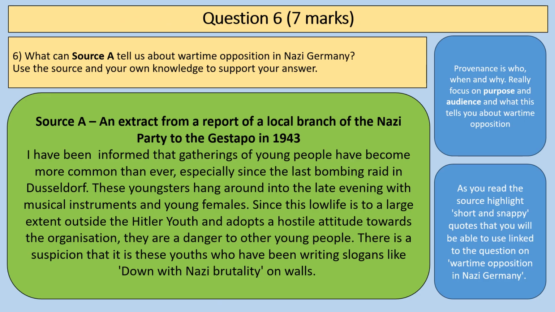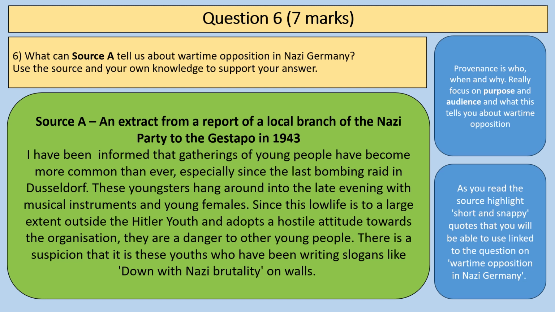So let's have a look at how you do question 6. It's worth 7 marks. So the question is, what can source A tell us about wartime opposition in Nazi Germany? Use the source and your own knowledge to support your answer. Now what you're looking for in this question is to make some inferences, and the key thing is to write about both provenance and content. So let's just read the source carefully.